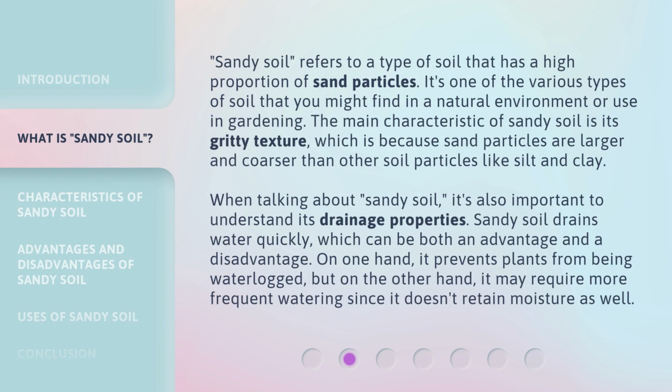Sandy soil refers to a type of soil that has a high proportion of sand particles. It's one of the various types of soil that you might find in a natural environment or use in gardening. The main characteristic of sandy soil is its gritty texture, which is because sand particles are larger and coarser than other soil particles like silt and clay.